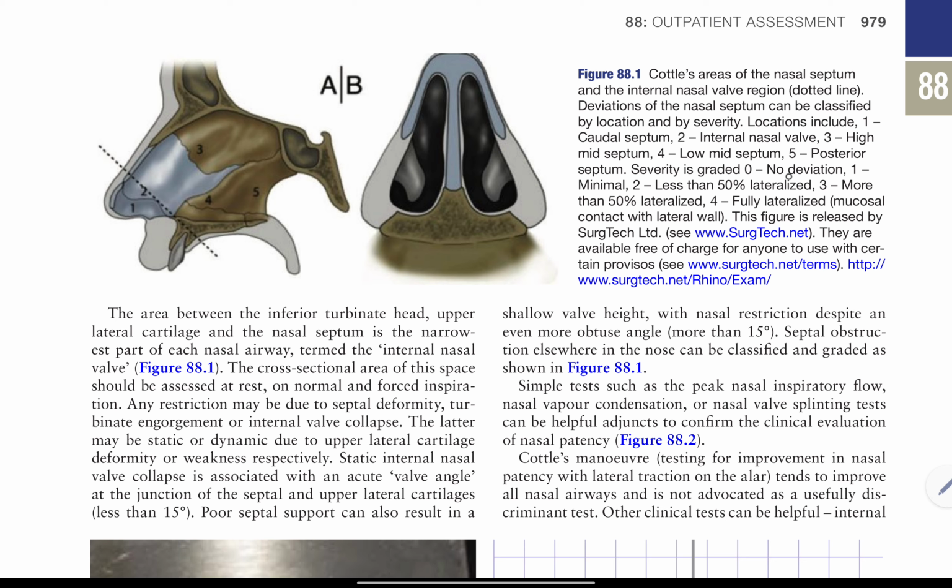Severity is graded 0, no deviation; 1. Minimal deviation; 2. Less than 50% lateralized; 3. More than 50% lateralized; 4. Fully lateralized, mucosal contact with the lateral wall.